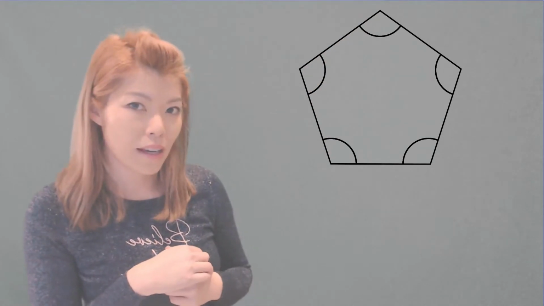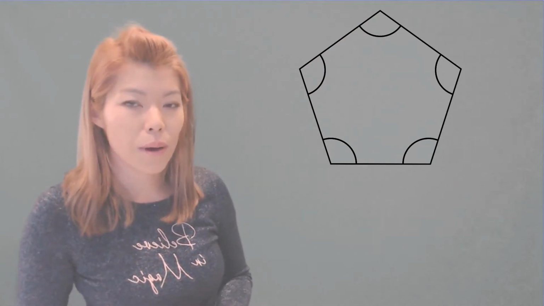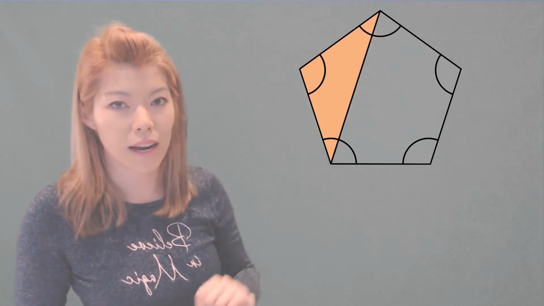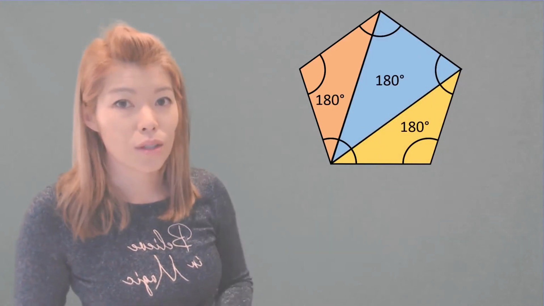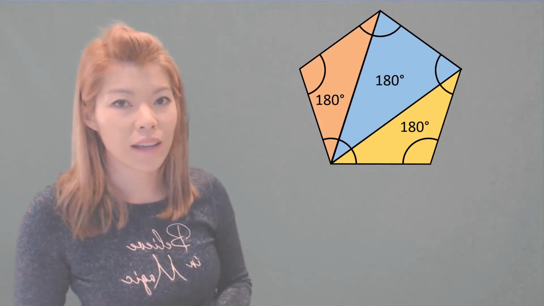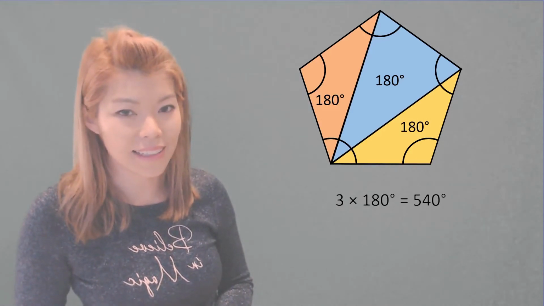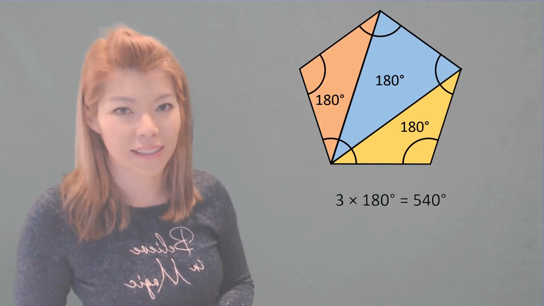What about pentagons? Things with 5 sides. Well, we can cut that up and see that there's a triangle there, so we know these 3 angles add up to 180. And we can cut it up again and see that the total of all the angles will be 3 times 180, which is 540 degrees.